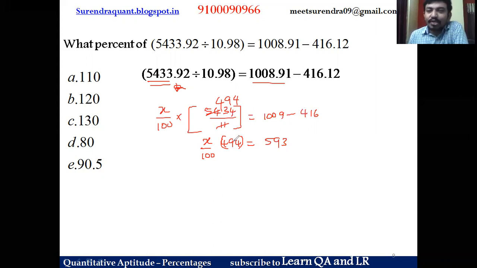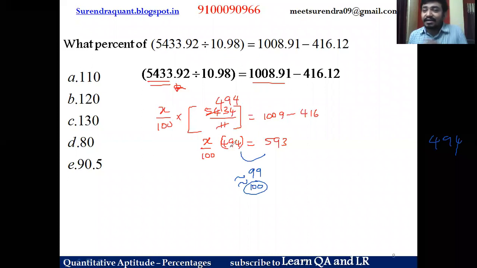So 100% of 494 is 494. But this difference is somewhere 100, somewhere 99, right? Approximately, we can say 100 is the difference. 100 is nothing but 20%, right? 10% is 49.4, 20% is somewhere 100. So somewhere 20% extra. So 100% plus 20%, 120% of 494 can be 593. Understood? So 100% is 494, guys, and 20%, nothing but 1/5 of this, is somewhere 100.